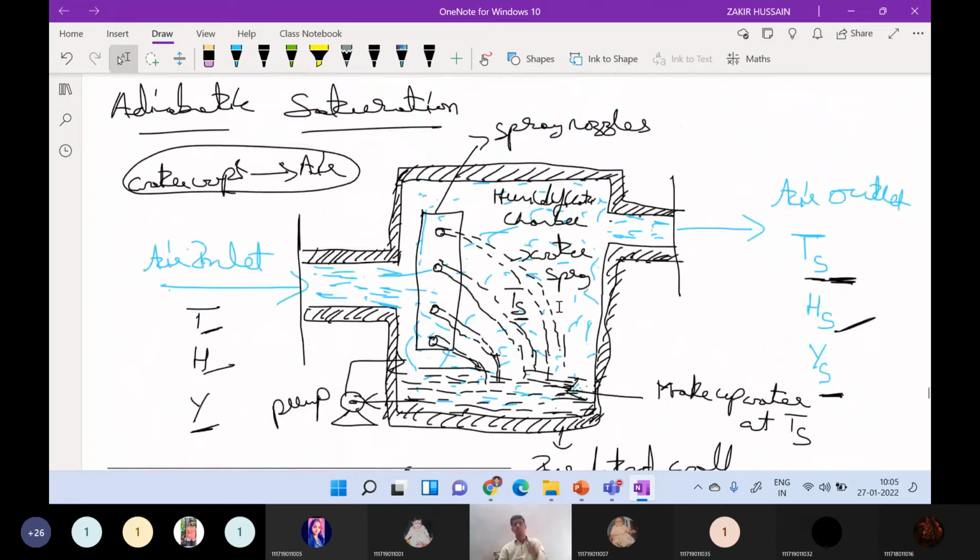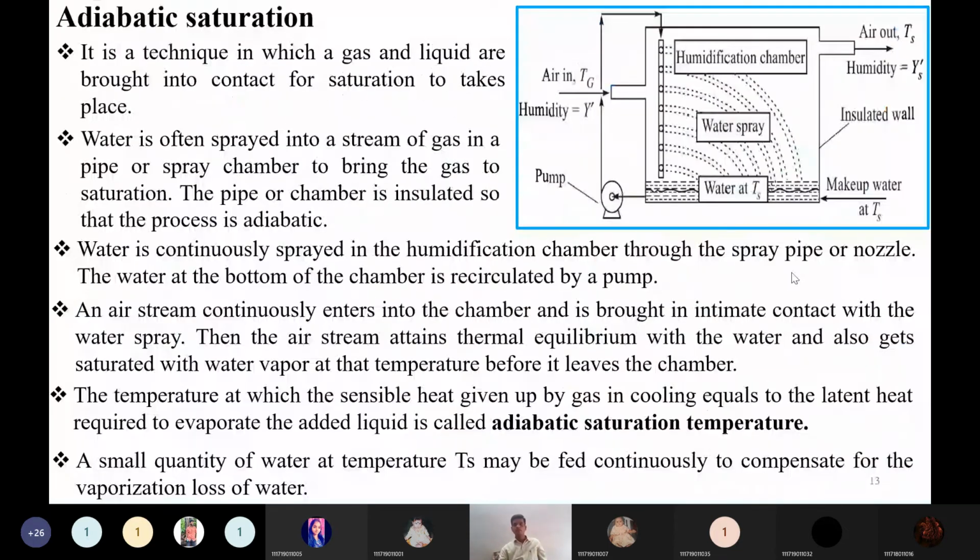Okay, adiabatic saturation, it's a very important one. You can go through whatever the notebook has been given. So for example, this is the adiabatic saturator. It is a technique in which a gas and liquid are brought into intimate contact for saturation to take place. So here, water is the liquid and the gas is nothing but your air. Water is often sprayed into the stream of gas in a pipe or spray chamber to bring the gas to saturation. The pipe or chamber is insulated so that the process is completely adiabatic.